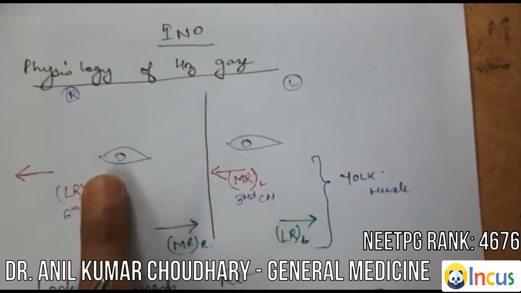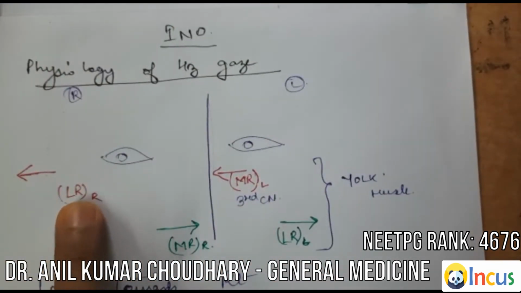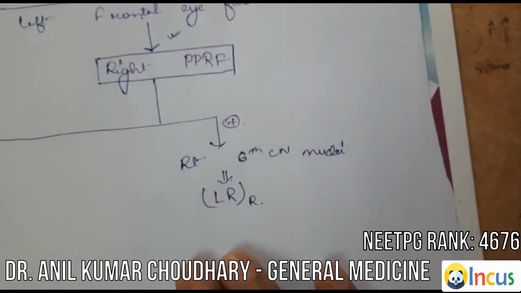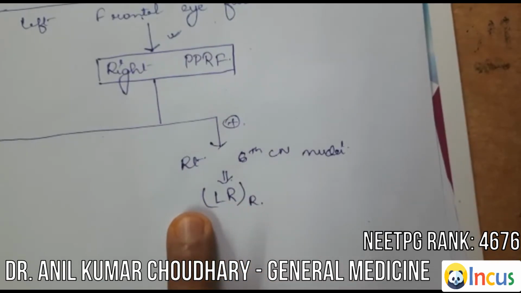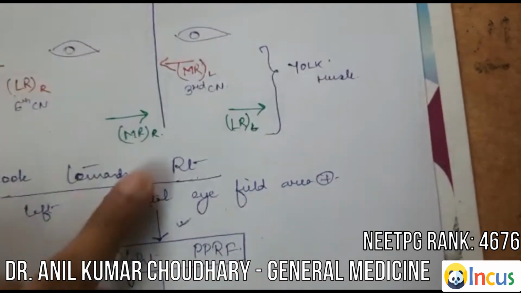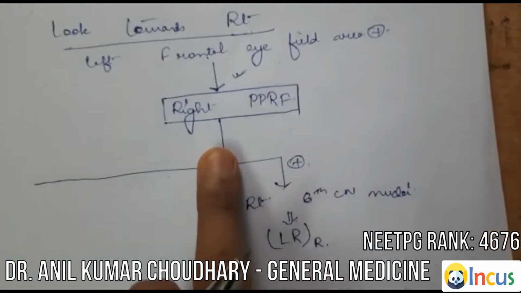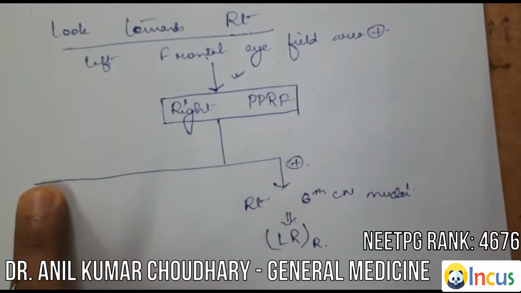So what are the things we needed to look towards our right? Contraction of the lateral rectus of the right side, but we also need contraction of the medial rectus of the left side. Half our job is already done, the contraction of the right-side lateral rectus. We also need the contraction of the left-side medial rectus. So what happens is, you can see that I have drawn another arrow here.